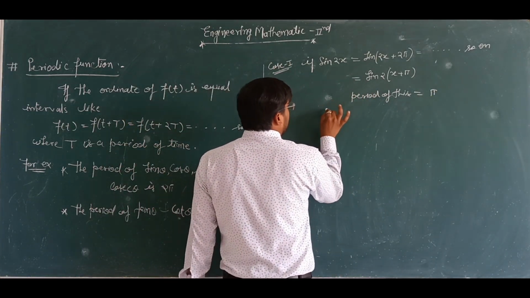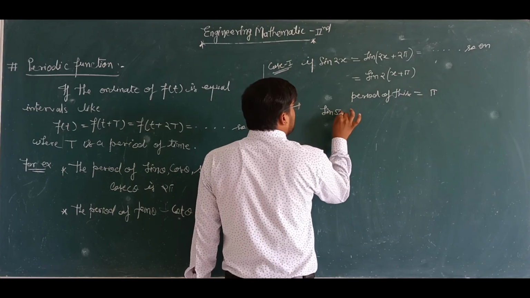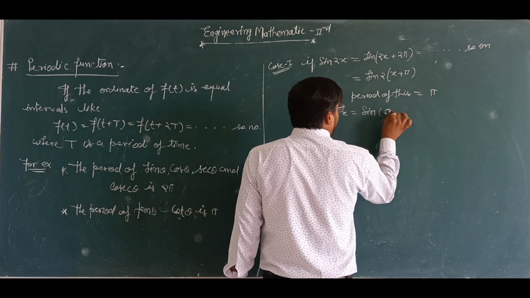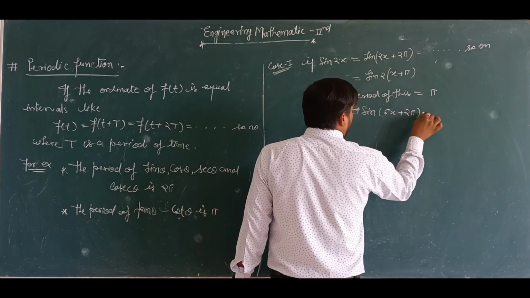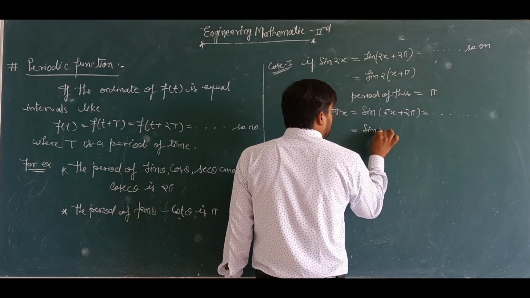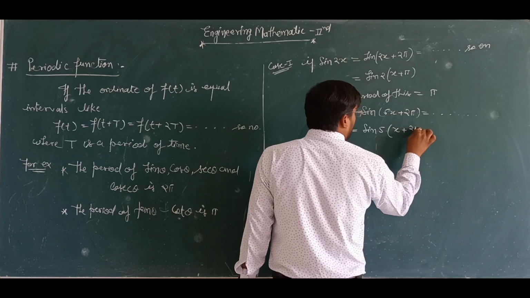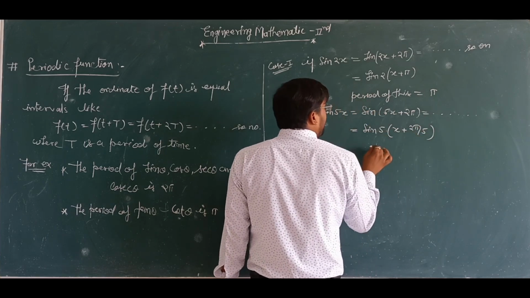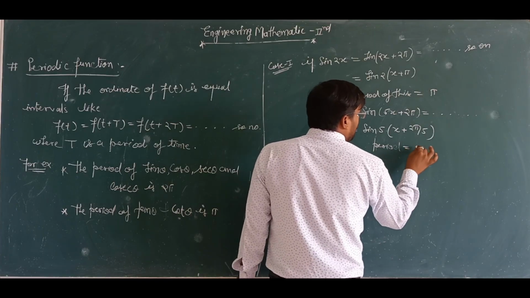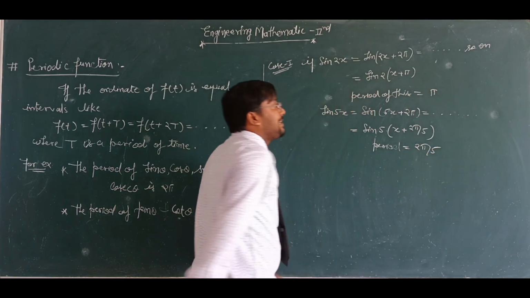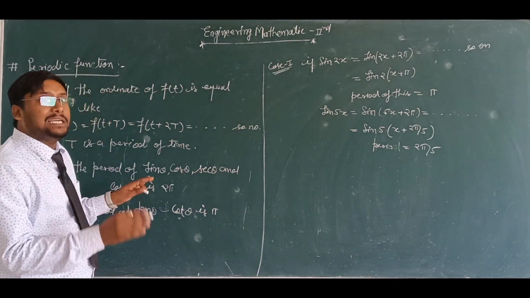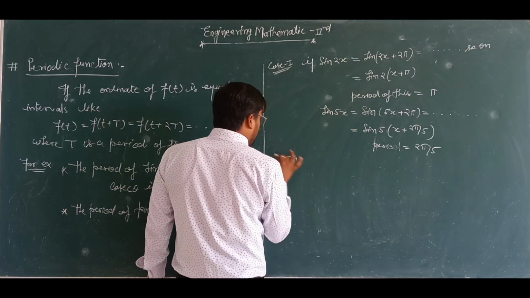Now again, sine 5x. You can write sine of 5x plus 2 pi, and so on. You can write sine 5 common, x plus 2 pi by 5, so the periodic time of this is equal to 2 pi by 5. Similarly, cos, sec, and cosec are also done this way.